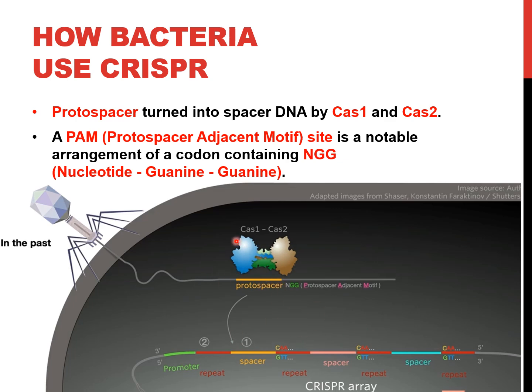All right, so Cas1 and Cas2 will find a particular spot. They'll find that PAM site, so the nucleotide guanine-guanine, so the protospacer adjacent motif. All right, that PAM site there, and they'll cut that out and they'll put that into the CRISPR array, which is really the bacteria's genome. Okay, you can see that this genome, well, in this case, this particular gene, has the promoter region where RNA polymerase will attach, has these repeats, and then it has these specific spaces.